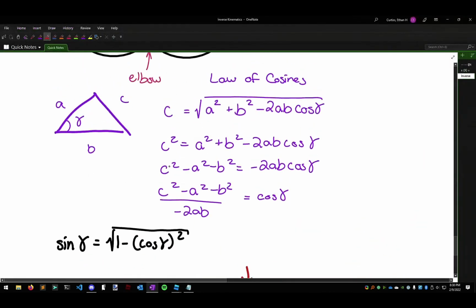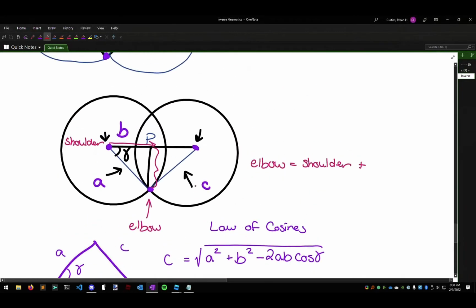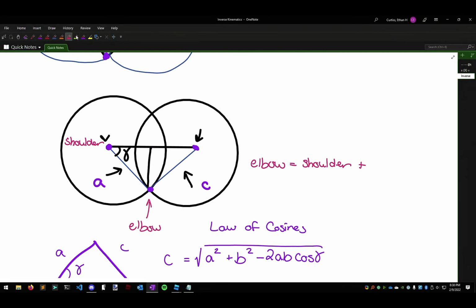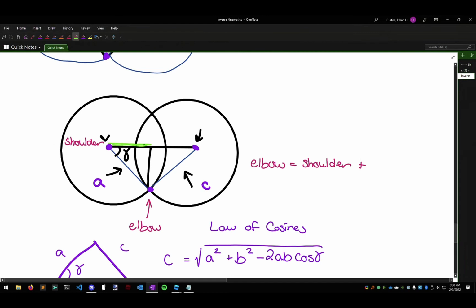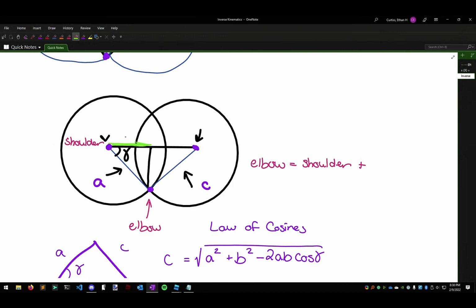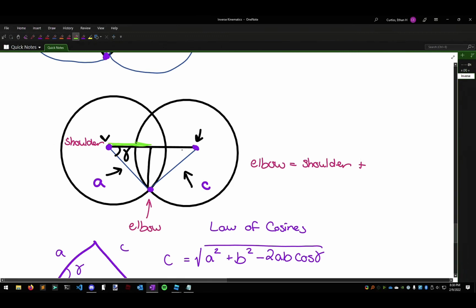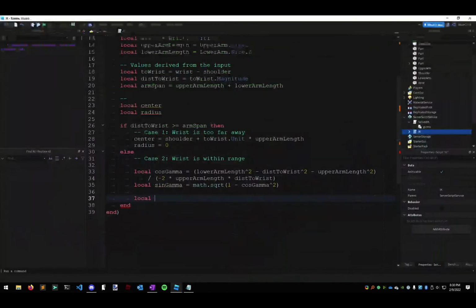And then the last thing we need is, okay, this diagram is getting quite messy. The last thing we need is this length here. I've called it the adjacent, just opposite, adjacent sides. And that is cosine theta times A, or the upper arm length. I said theta, gamma.